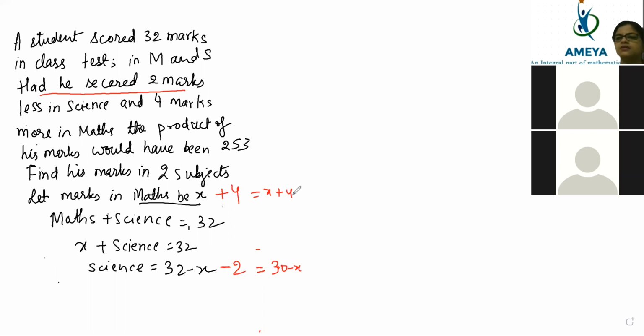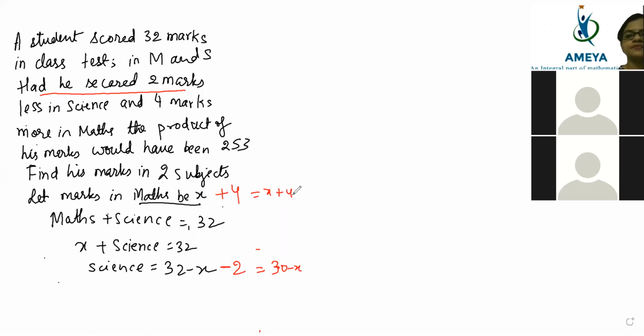So the product is... Saranya is telling maths 7, science 25. One minute beta, it is not visible fully. Okay, let's check beta. Saranya is giving maths 7, science 25, or maths 19, science 13. Let's see your answer is correct or wrong.